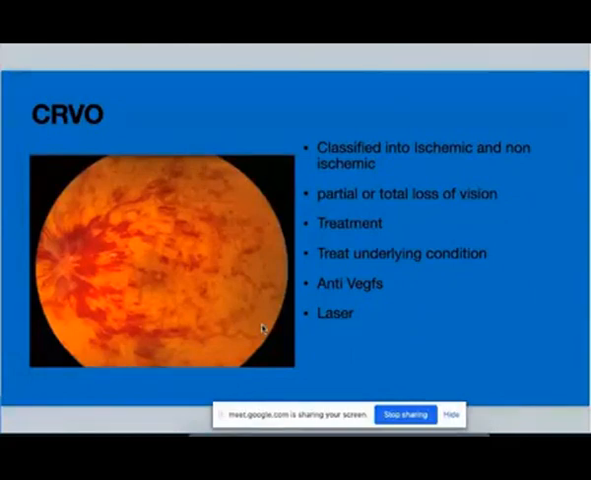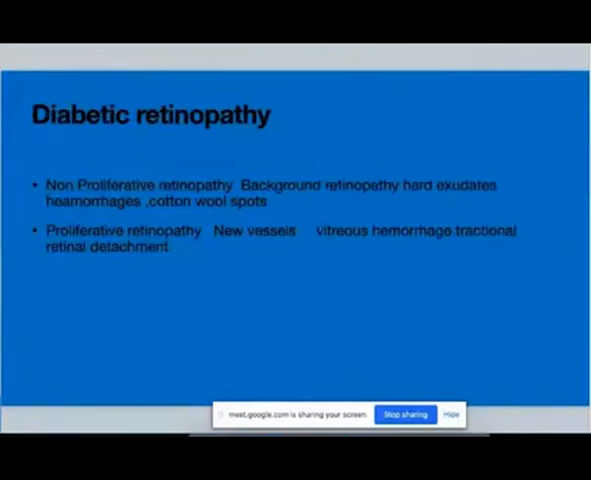Treatment, you have to treat the underlying diseases that are causing it. You can give anti-VEGFs to bring down any macular edema. And then if there is ischemia, you can even do laser later on to prevent neovascular glaucoma. So the common complication of an ischemic vein occlusion is neovascular glaucoma.